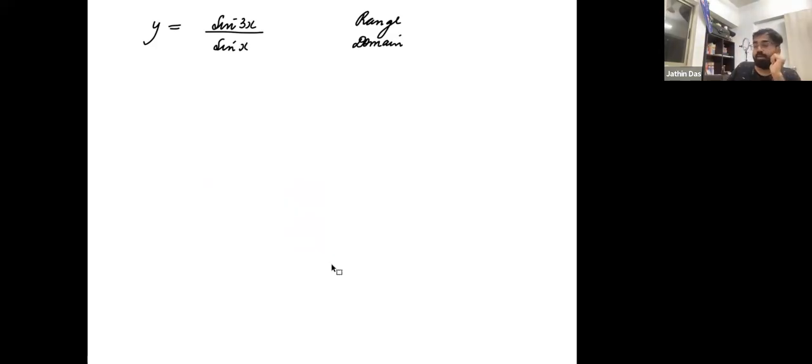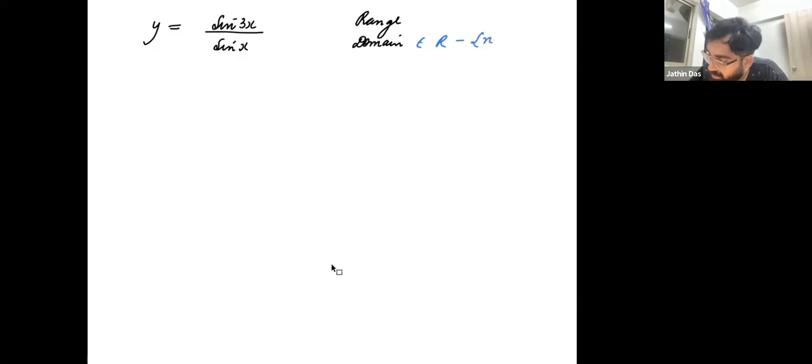Okay. Now find the range of this. Range and domain also I can see. Domain is easy. Where sin x is equal to 0, it's not defined. Everywhere else it is defined. So where is sin x equal to 0? I've told you, n pi, where n belongs to the integers. That's the domain. Now find the range.